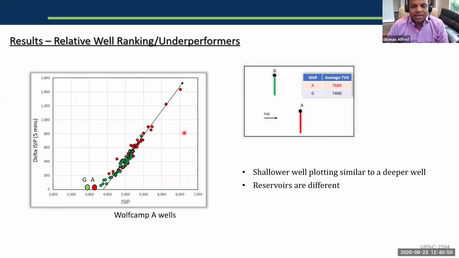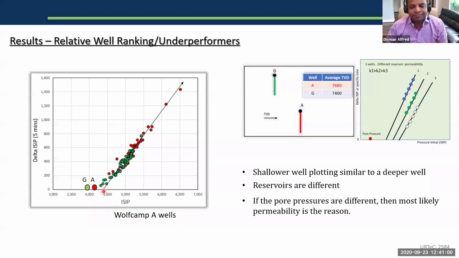Now we expected it to be good, but then your pore pressure results came from a depletion. This is well A's pore pressure. This is well G's pore pressure. So now we know the story. What happened? Permeability. Only permeability can shift it right. You remember, low permeabilities will shift this to the right.